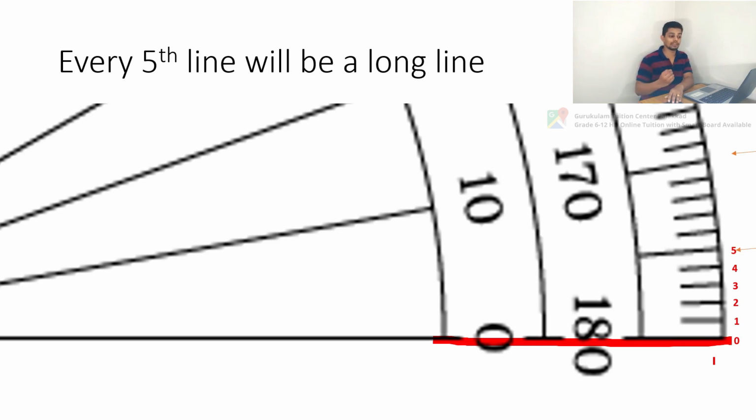Every fifth line will be a long line, so multiples of 5 will be long lines. 5, 10, 15, 20, 25, up to 180. Every multiple of 5 will be a long line, so we can easily measure the figures, or we can easily make constructions by knowing this.